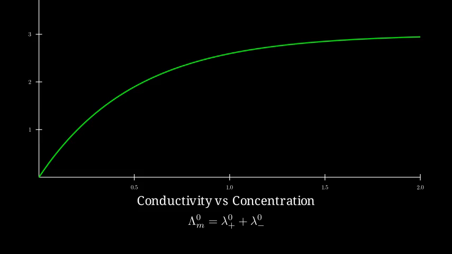Kohlrausch's law tells us that at infinite dilution, molar conductivity is the sum of ionic conductivities. Mathematically, lambda naught equals lambda cation plus lambda anion minus correction.